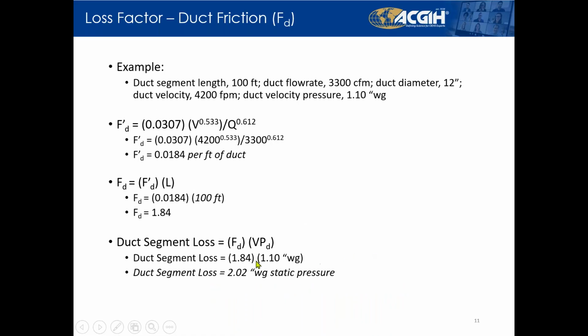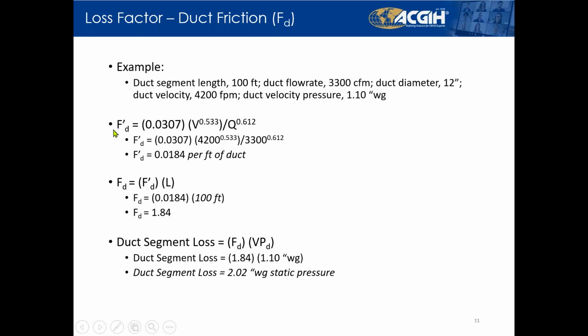Let's look at an example. We have a duct segment. Our length is 100 feet. Our duct flow rate is 3,300 CFM. Our duct diameter is 12 inches. Our duct velocity is 4,200 feet per minute. And our duct velocity pressure is 1.1 inches of water gauge. How do we calculate our duct loss?